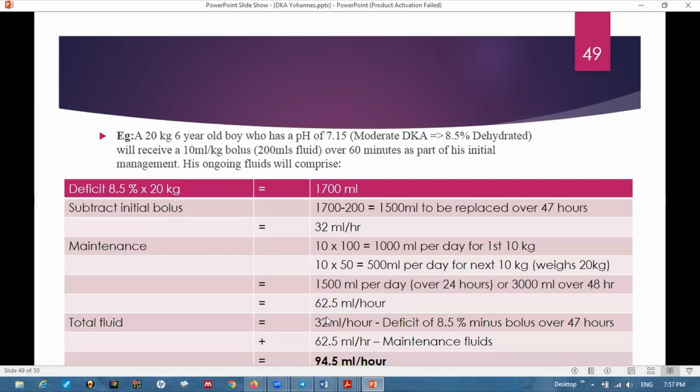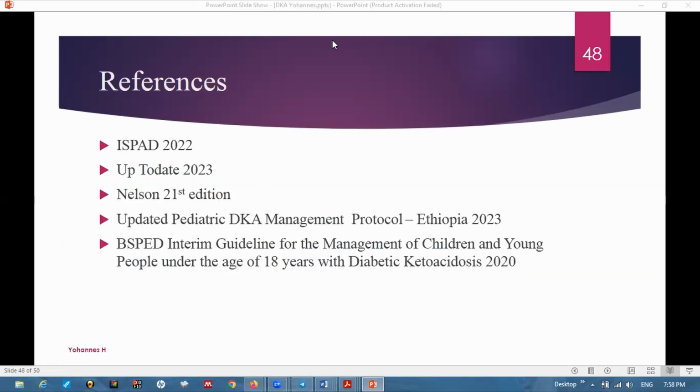So we will make it 2 times maintenance, add it to the deficit, and subtract the bolus if the patient is not in shock, and finally we will give it over 47 hours. So the total amount of fluid will be 94.5 ml per hour for 47 hours. Thank you.